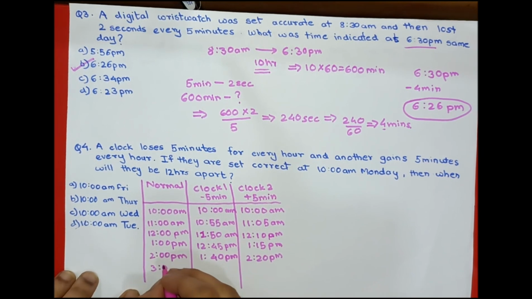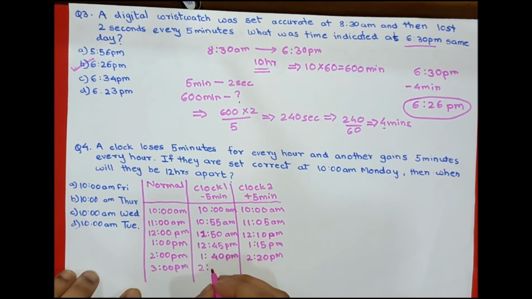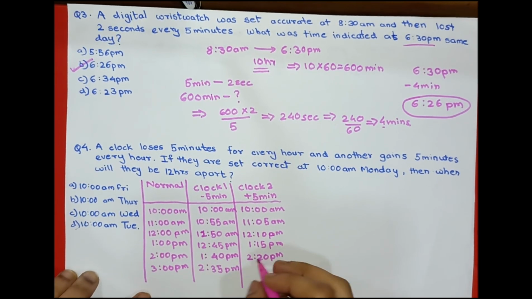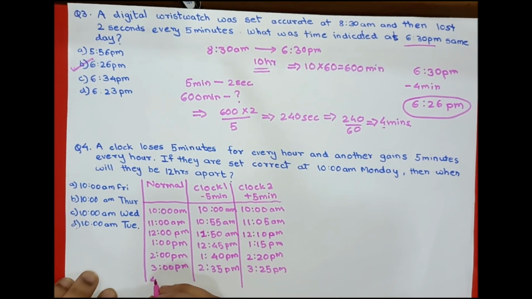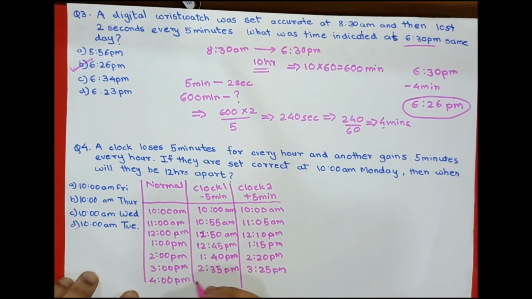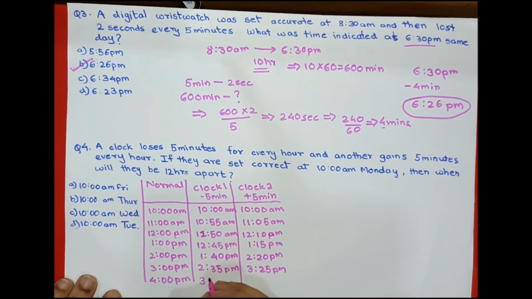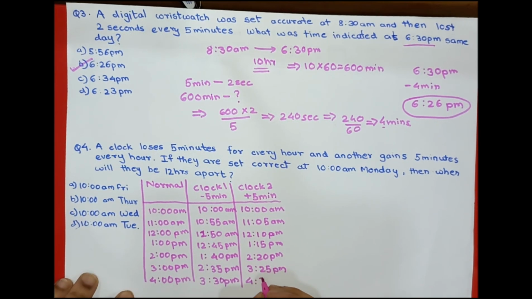Now at 3 o'clock, clock 1 will show time as 2:35 p.m. This clock would show time as 3:25 p.m. Again at 4 o'clock, the clock 1 will show the time as 3:30, while clock 2 will show the time as 4:30.